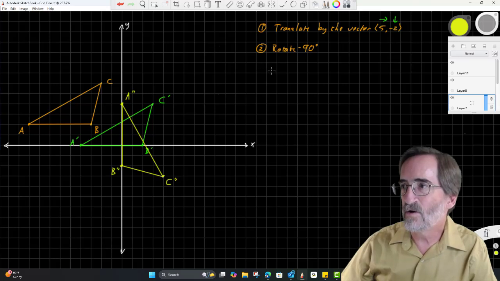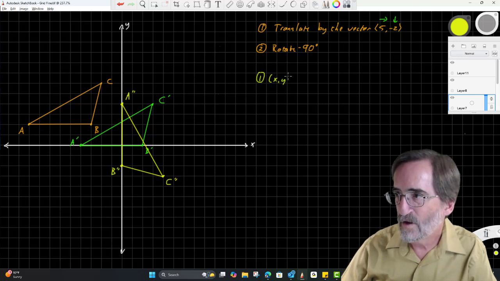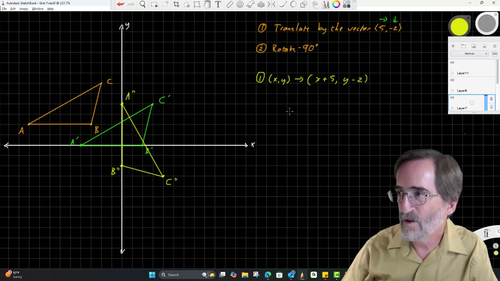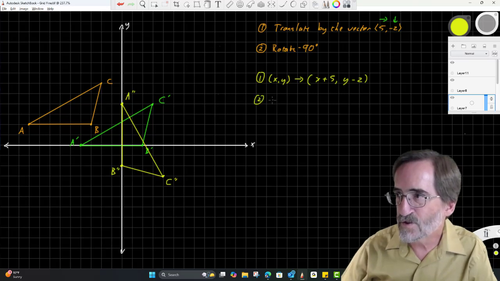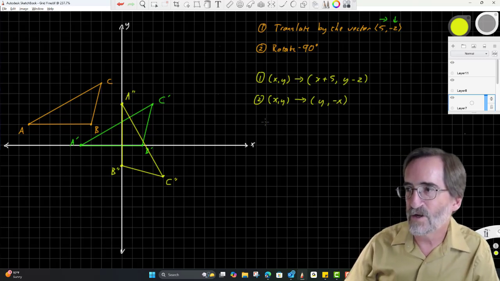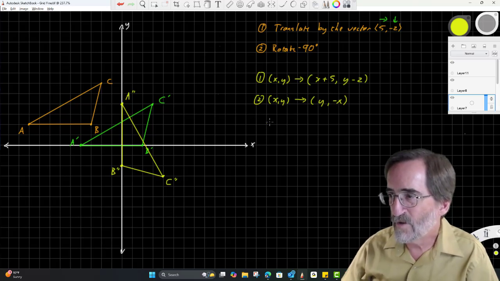You recall that the rule for translating by the vector 5, -2 is, step 1, (x, y) becomes (x plus the horizontal translation, 5, y plus the vertical translation, negative 2). Step 2 is to rotate negative 90 degrees, so (x, y) becomes (y, negative x), because that's the rule for rotating negative 90 degrees. I want to combine these into a single rule.